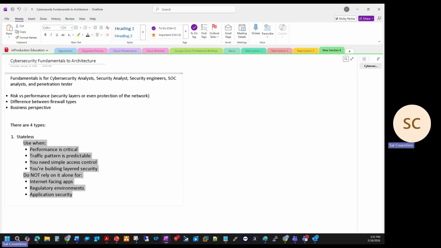As an architect, we just need to know why it's fast, simple, and efficient. And that obviously has to be combined with the inspections and the IPS, the endpoint protection, and the zero trust policies. So combined with stateful inspection for IPS.